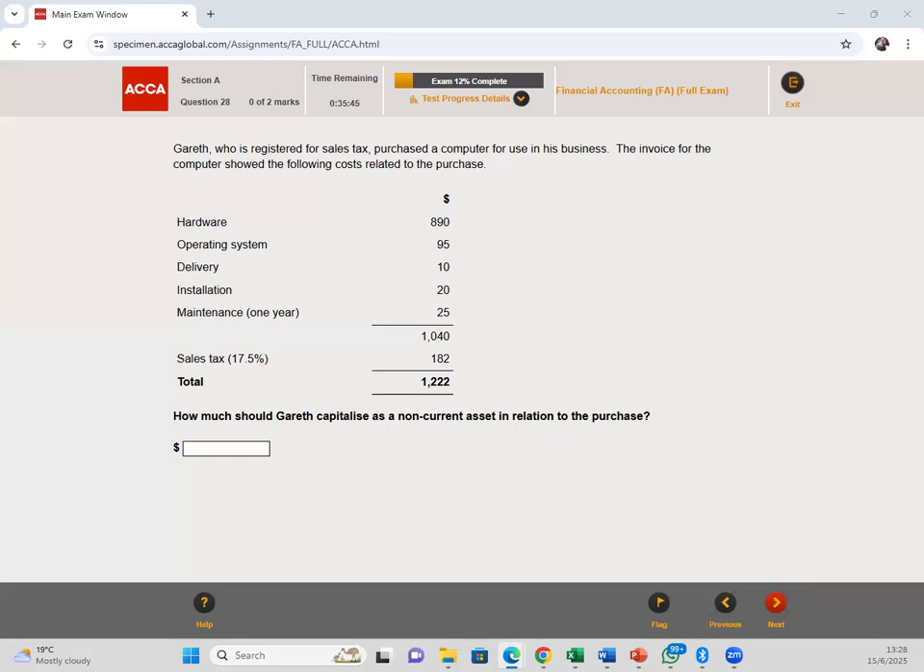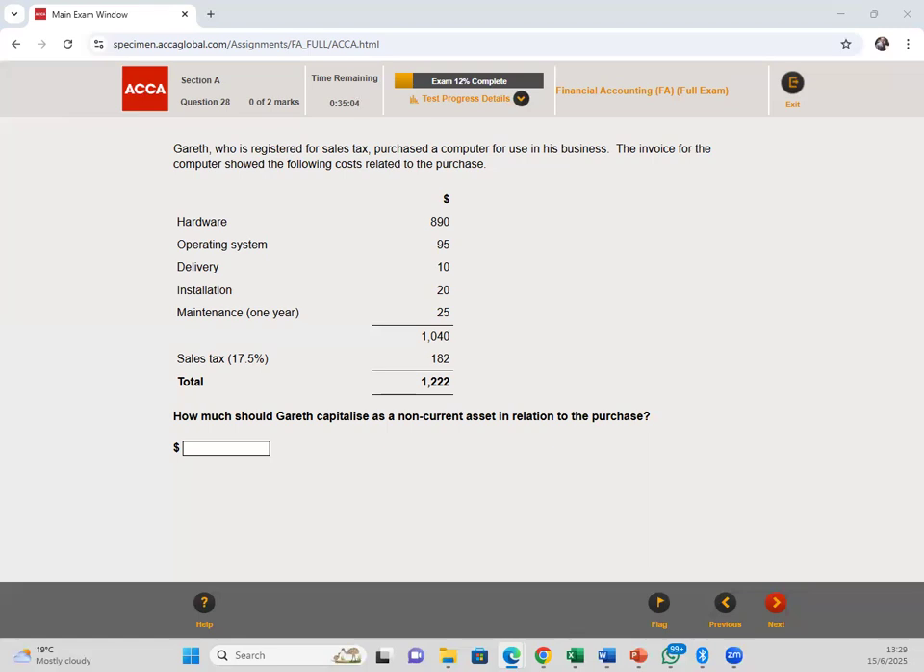For the non-current assets, we can consider the hardware. We can consider all the costs there. I think the 122. Then the maintenance is not supposed to be there. Maintenance cost is not part of the cost. So the 25, we're supposed to exclude it.